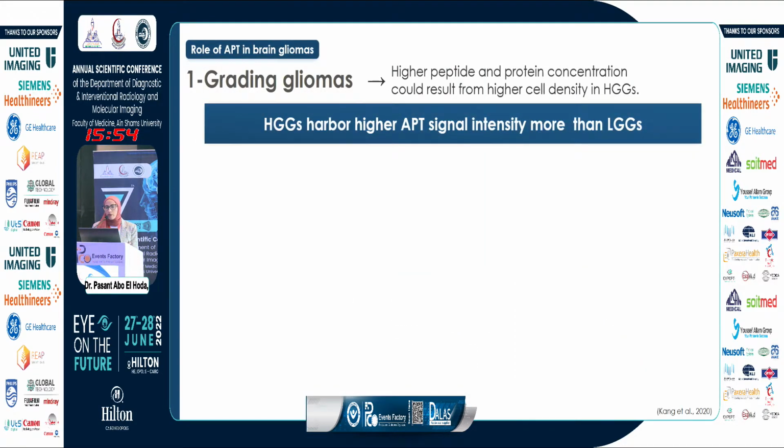The first role of APT is glioma grading. As we mentioned earlier, the presence of peptides or protein concentration results from increased cellular density in high-grade gliomas. Usually, high-grade gliomas harbor higher APT signal intensity compared to low-grade lesions.